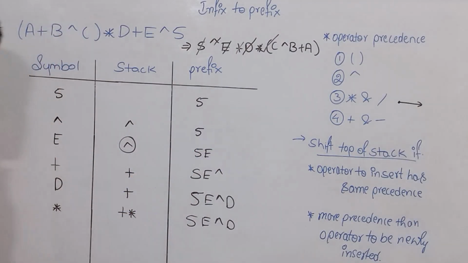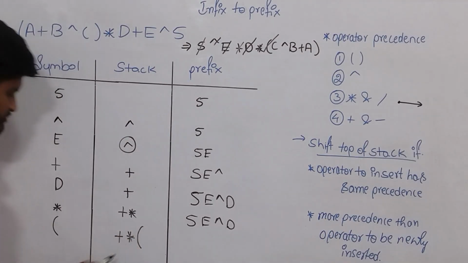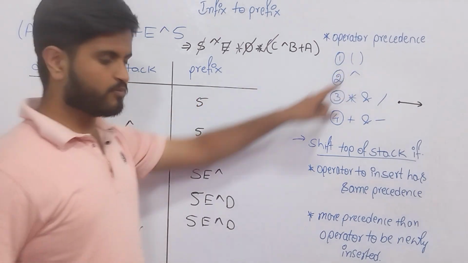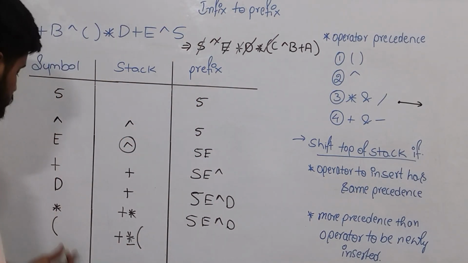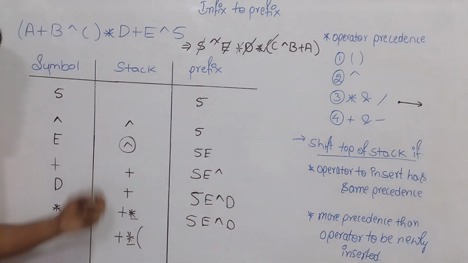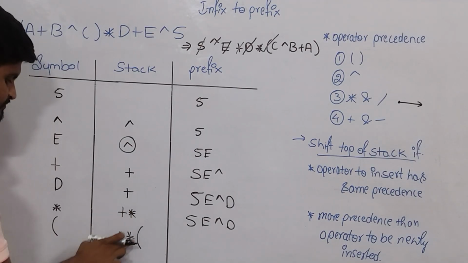Next I must insert the open bracket. So open bracket, I will insert. Plus, star were there. Now this open bracket will also be there, because the open bracket has more precedence than the top of the stack, that is multiplication. So the newly inserted value has more precedence than the top of the stack, then you are not allowed to do any changes.